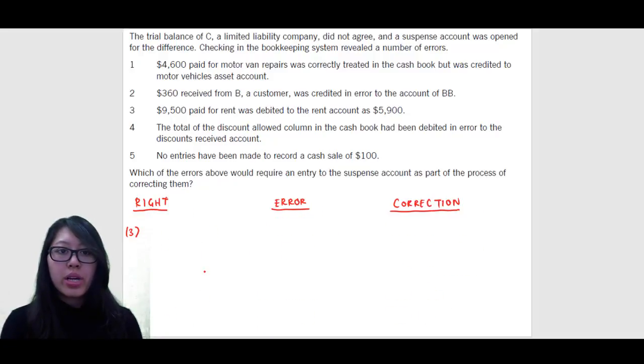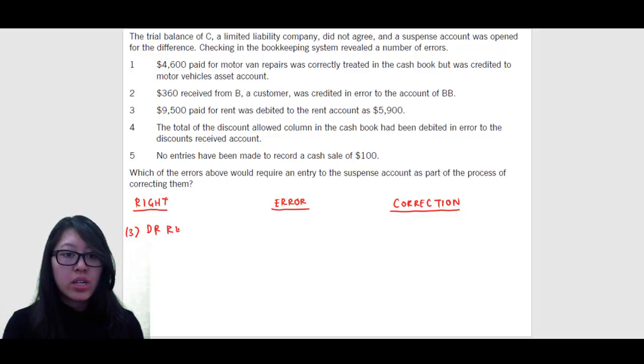Let's take a look at number 3. $9,500 paid for rent was debited to the rent account as $5,900. So, again, these digits are switched, so this should be an error of transposition. If in number 2, that would be an error of commission because it was a wrong account. So number 3 is an error of transposition, just the numbers are switched. Let's write down the right double entry. So in here, it says we paid for rent. Paying for rent. Rent is an expense in this case, so expenses will increase.